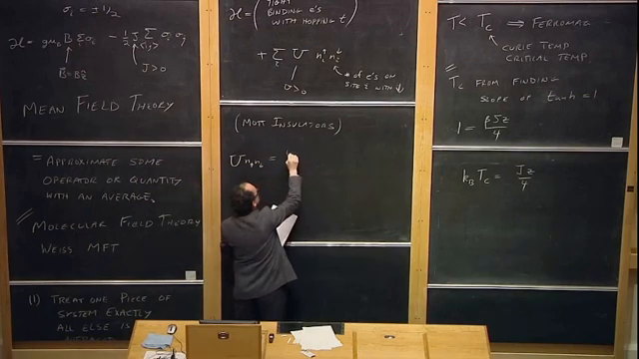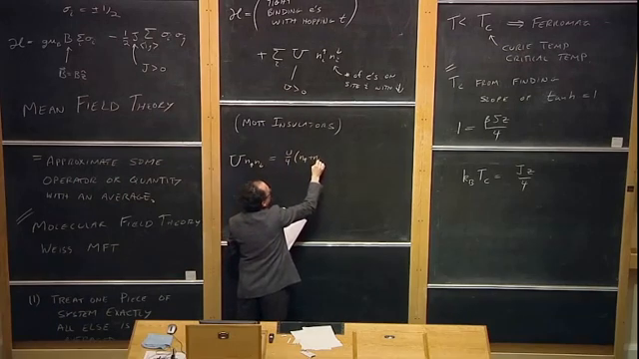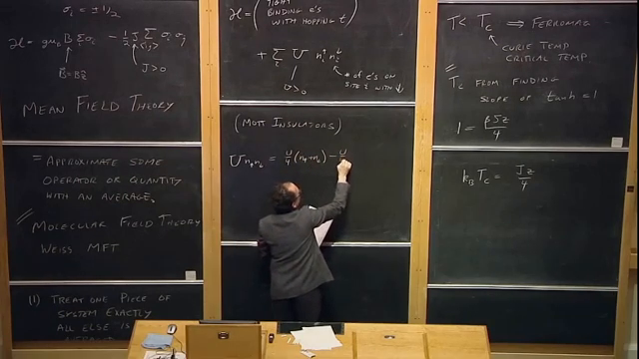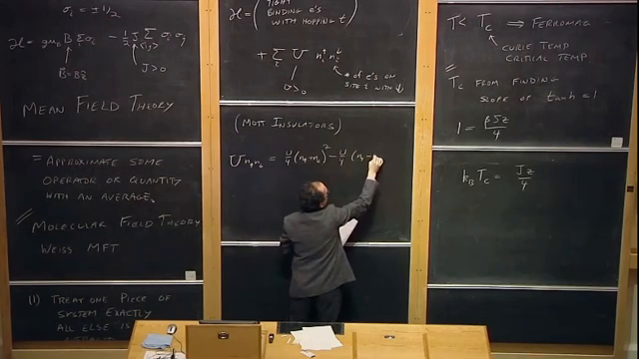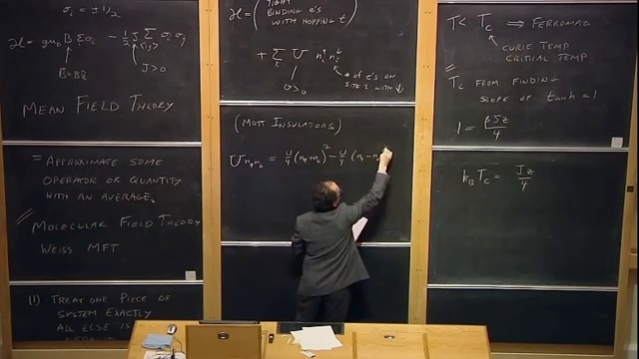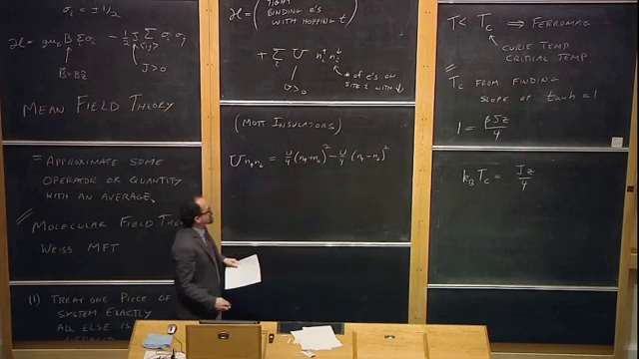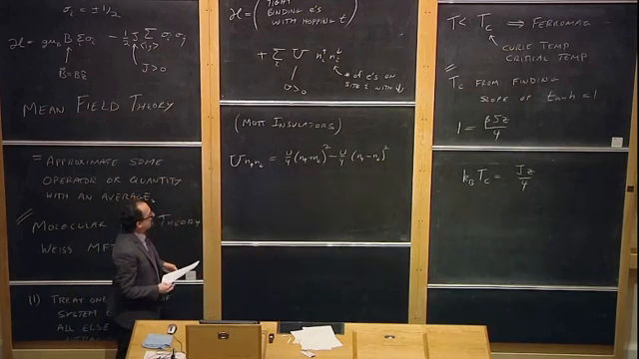We'll write it as U over 4 (n up plus n down) minus U over 4 (n up minus n down) squared. So that's just an identity. That's easy. We haven't done anything different here.